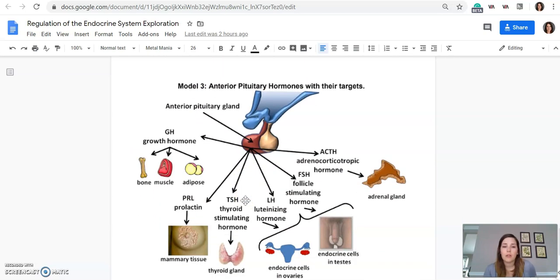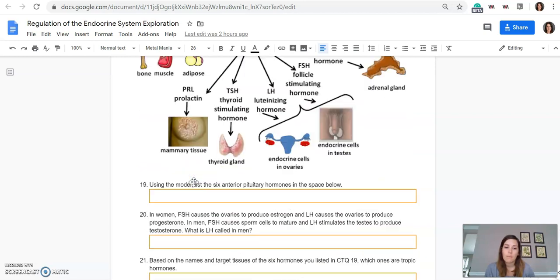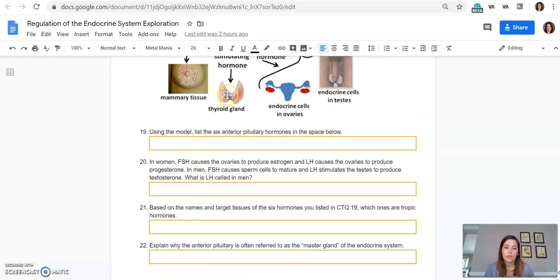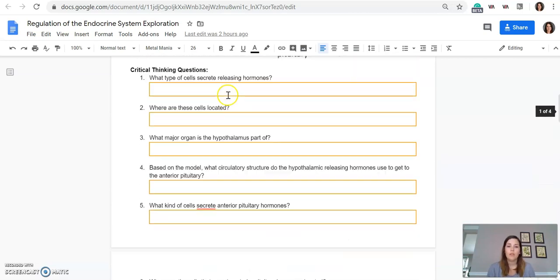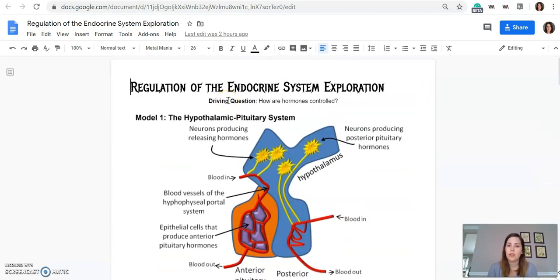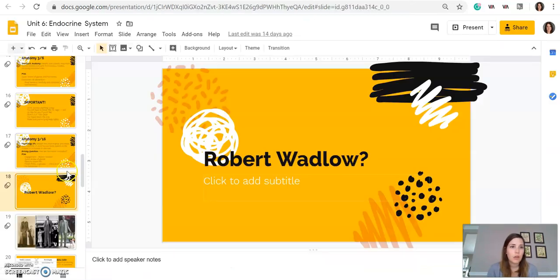And then the last model, model 3, shows all of the hormones produced by the anterior pituitary and their targets. So which gland or which organ or tissue type that they target. And then a few questions go along with that. I think I'm going to go through some terms that you need to know to do this here in a second. All right. Let me pull up.